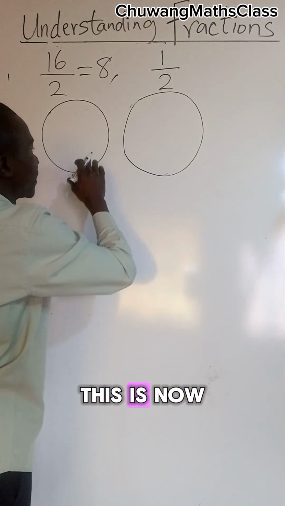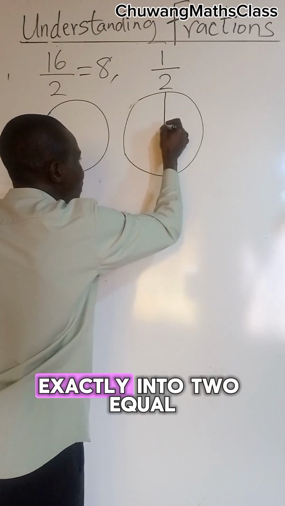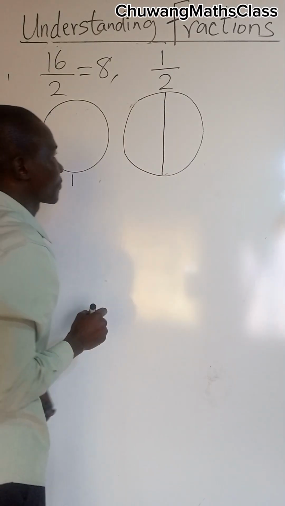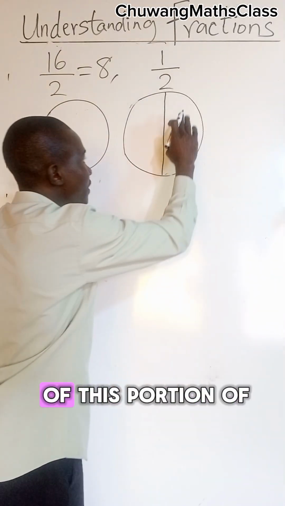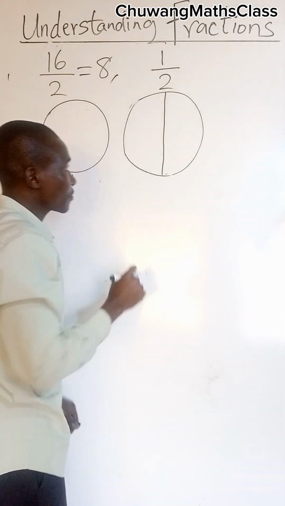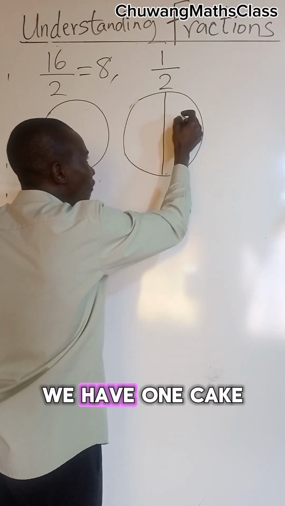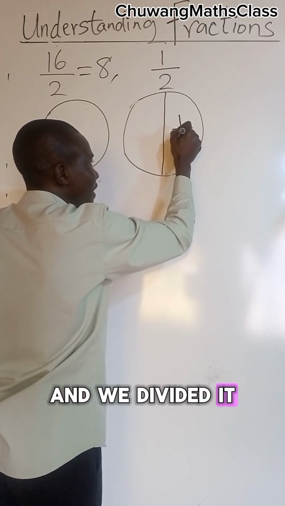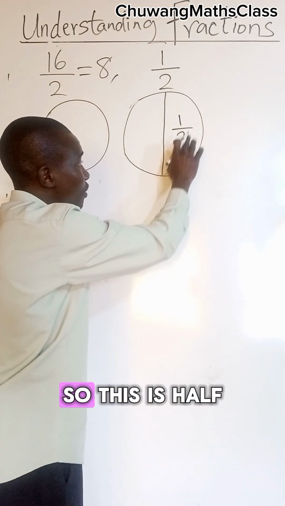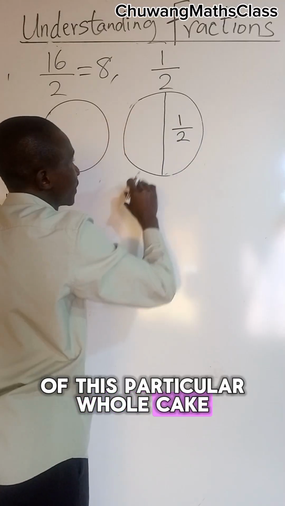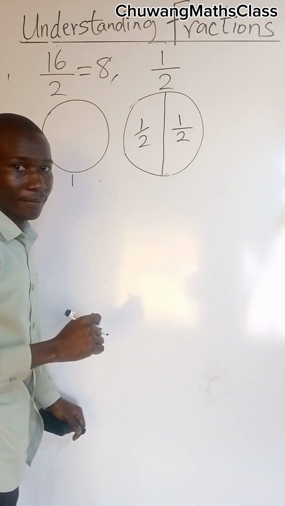Now this same cake, if we divide it exactly into 2 equal parts, this portion of the cake is what? What is the amount of this portion of this cake? Here we have one cake and we divided it into 2 equal parts. So this is 1 over 2, right? So this is half of this particular whole cake. This part is also half of the whole cake.